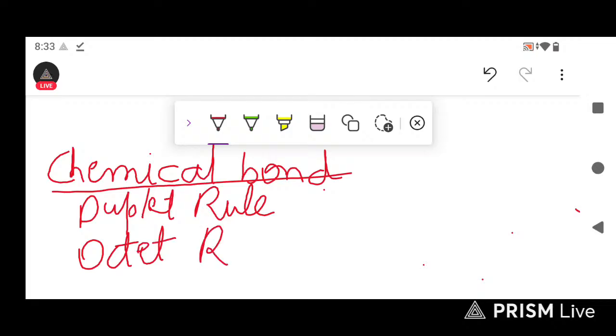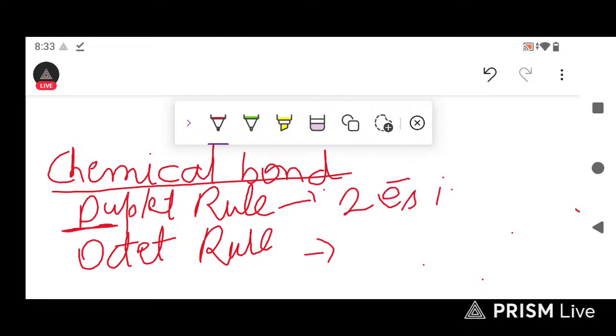These are the two rules. So we have to understand what the duplet rule and the octet rule are. Very simple, not very difficult to understand. Duplet means "du", and "du" means two electrons, that is, having two electrons in their valence shell.